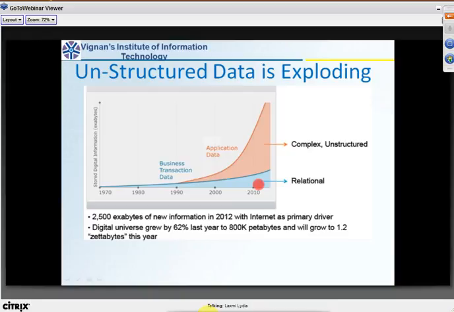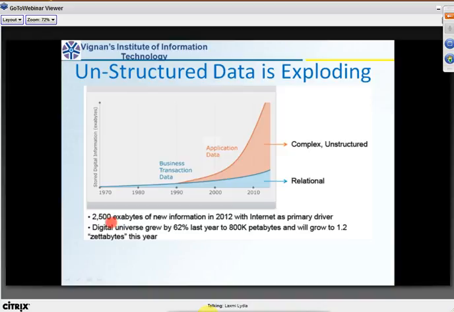So with this graph, we are showing that the generation of unstructured data is exploding more compared to structured data. But one thing I would like to tell you: big data does not only consist of complex and unstructured data. Big data is a collection of structured, complex, and unstructured data. It's a combination of all together.